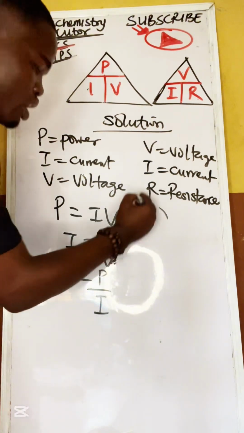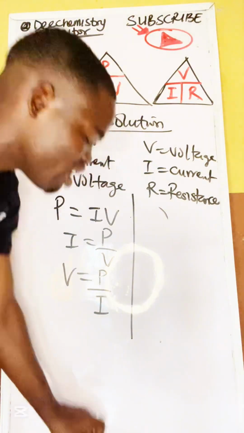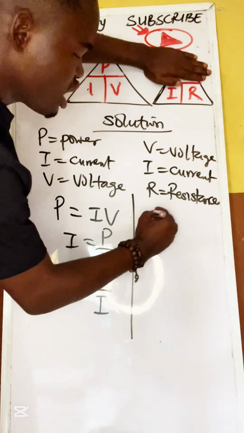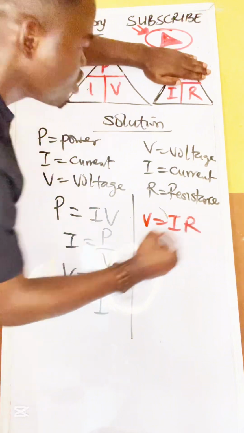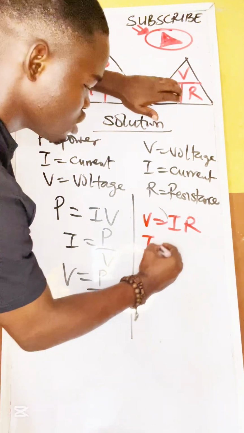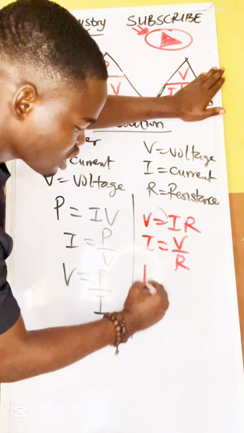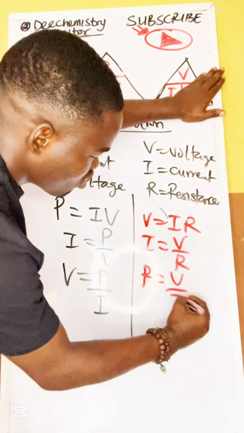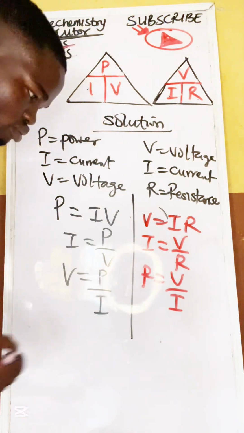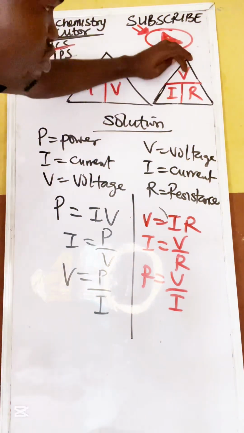Now, to the other part. If I need voltage, just cover voltage. Look at it. What is left? I need voltage. So voltage is IR. I need current. So current is what? V over R. I need resistance. Resistance is what? V over I. Now, this is resistance here. Cover it. V over I.